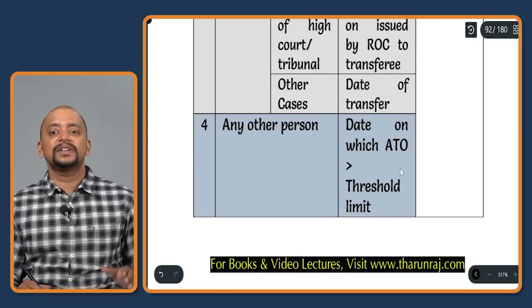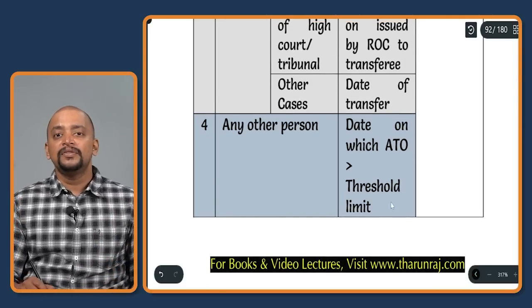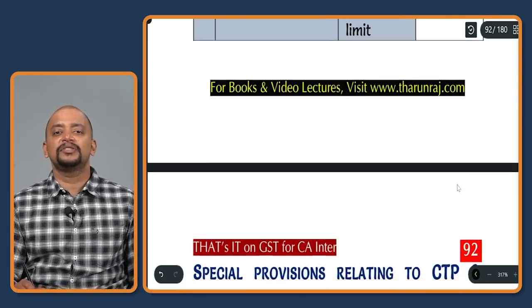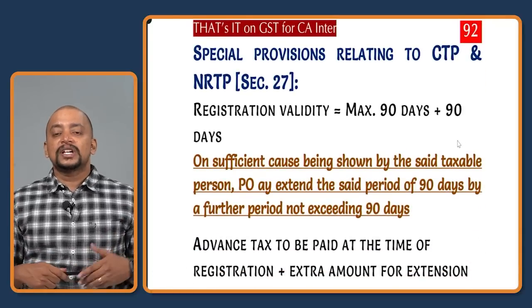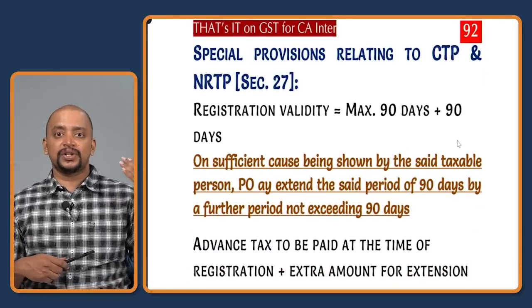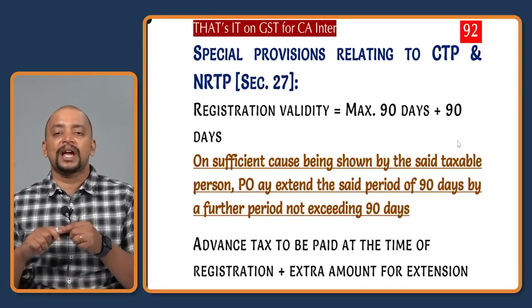In any other case, whenever their aggregate turnover exceeds the threshold limit, from that date within 30 days is the time limit for making application for registration. Then section 27. Section 26 is deemed registration. Now section 27, special provision for CTP and NRTP.